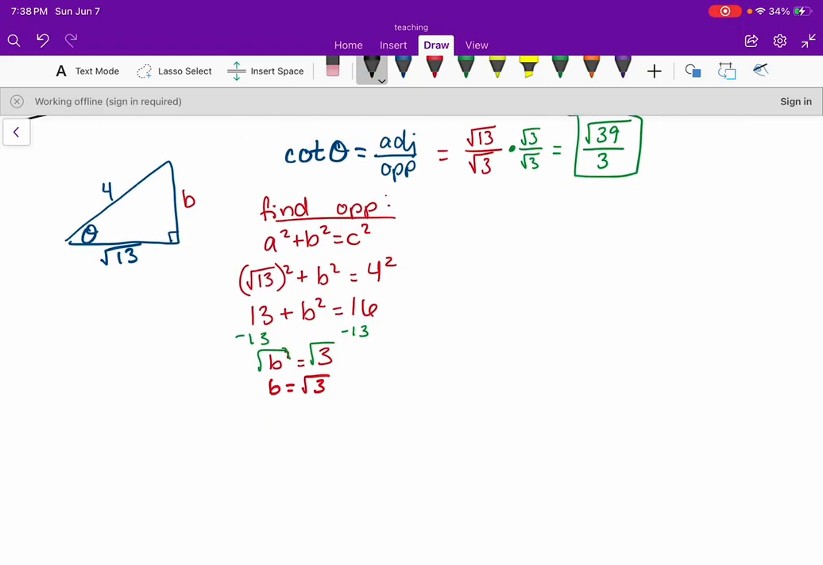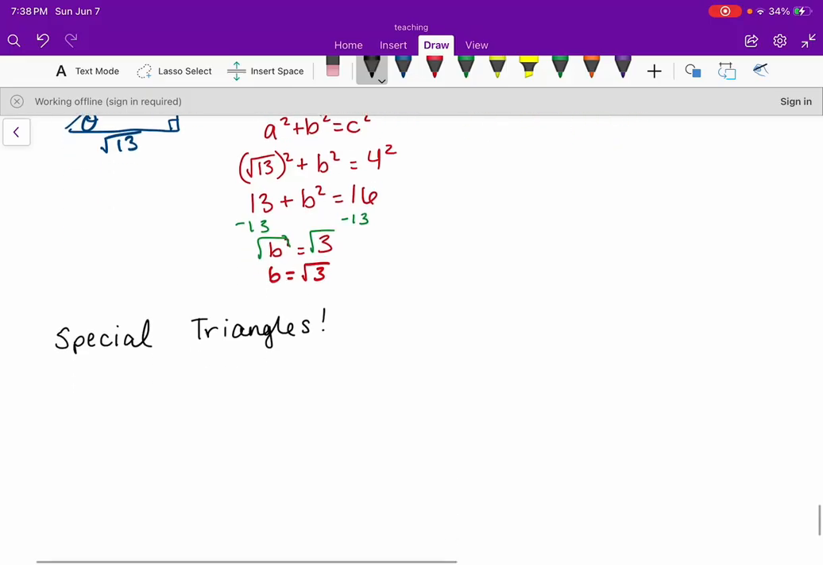Now we're going to look at some special triangles. Some special triangles that we're going to see often are 45, 45, 90 triangles. And we're going to see 30, 60, 90 triangles. Those are your special triangles that we will look at.